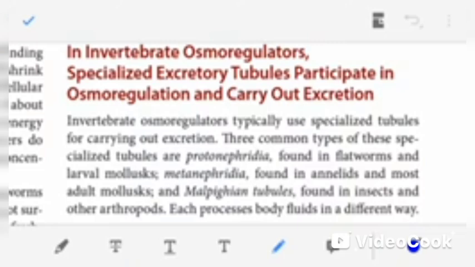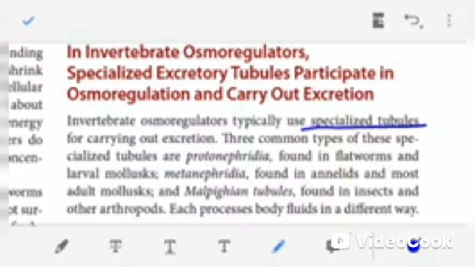Now, in invertebrates, specialized excretory tubules are present, and these specialized excretory tubules participate in osmoregulation and are also involved in the excretion process. So in invertebrates, for osmoregulation and for excretion, specialized tubules are present.